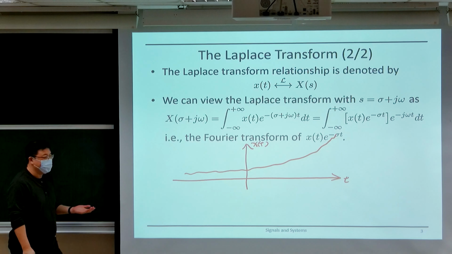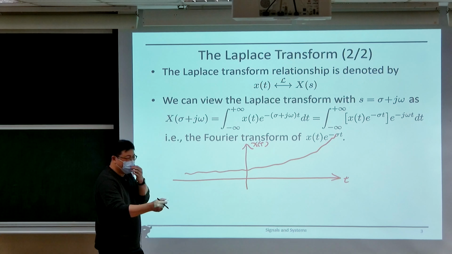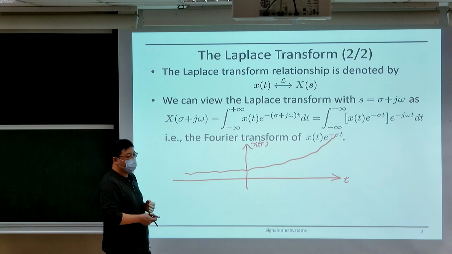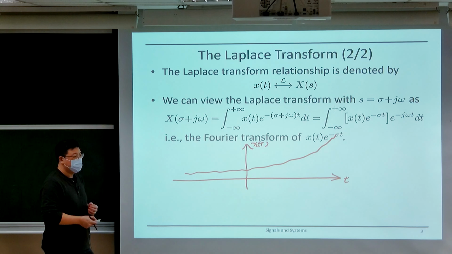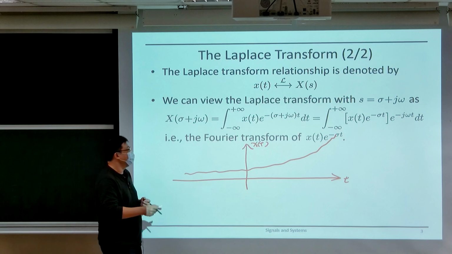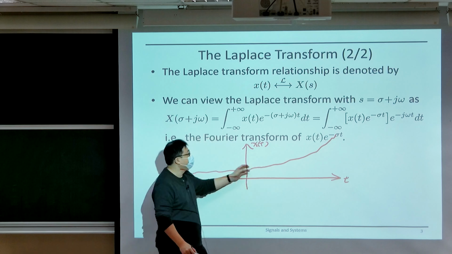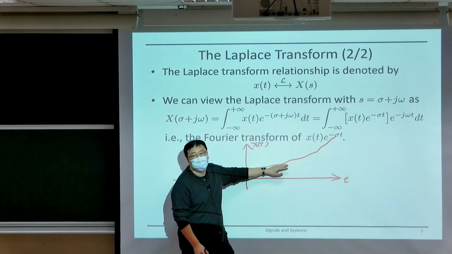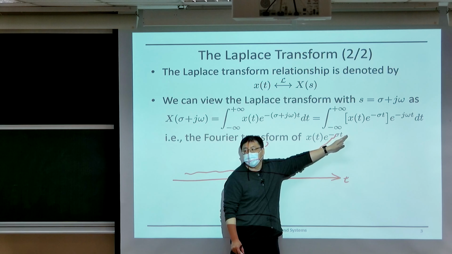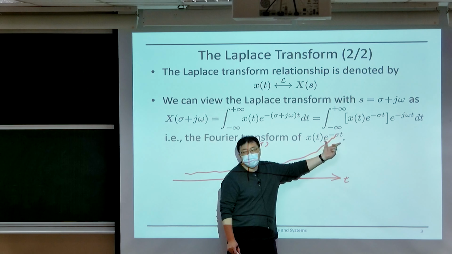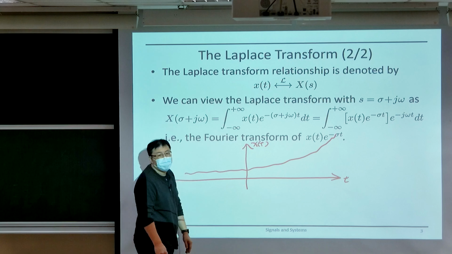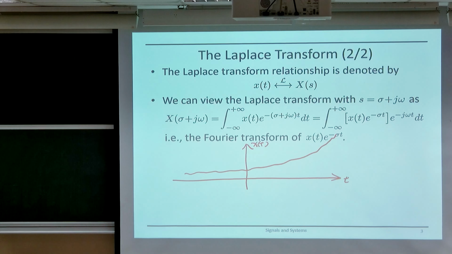It is unbounded and keeps growing, so you cannot make it absolutely integrable. But by multiplying by e to the minus sigma t, you can sort of suppress the growth of this signal on the right-hand side to make it integrable. So you can multiply this signal.